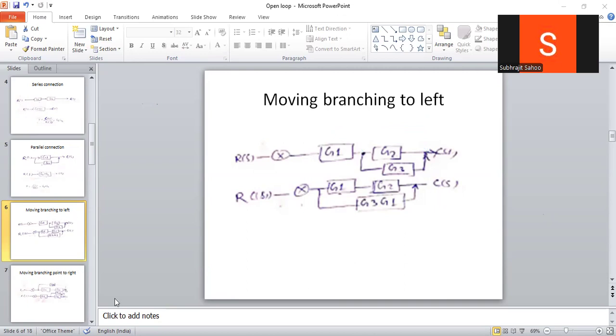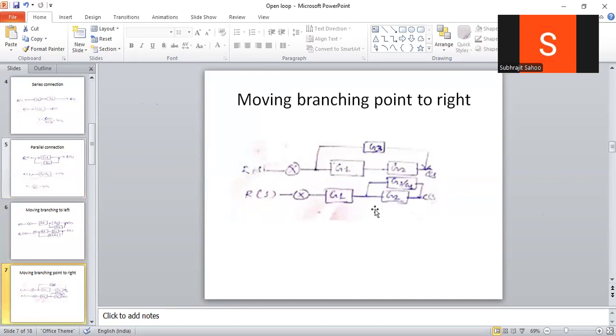Same situation here, sir. Observe. Here I'm moving to the right. The previous one was left. While moving to the left, we directly multiply the block we are moving to. But here I have to multiply the reverse of that block, the reciprocal of that block. Observe, sir, here is the take up point, or summing point. In the problem it may be required to move this take up point from here to here. This is the right movement.